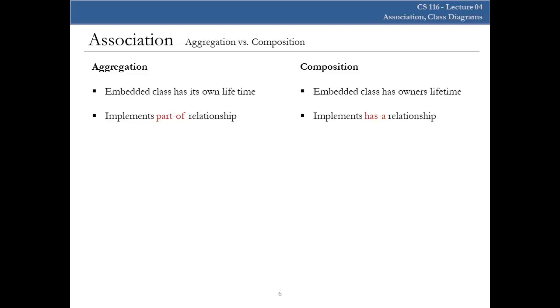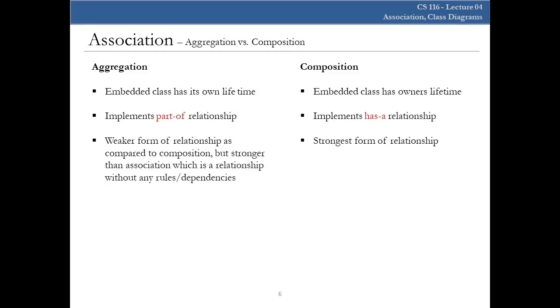For example, I can say that human has a heart, or human body has a leg, whereas I can say that engine is part of the car or student is part of a school, right? So this is a little set of terminologies differentiating these two concepts. And then composition is the strongest form of relationship, and I'm comparing this to aggregation and simple association.